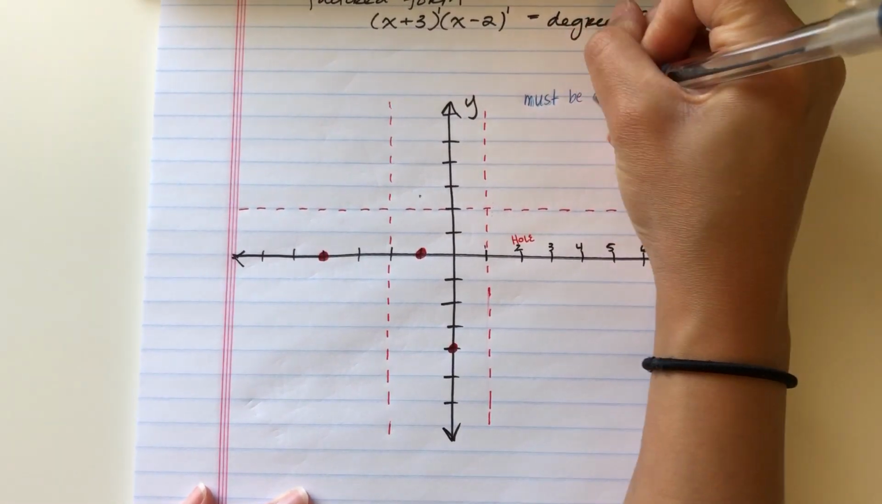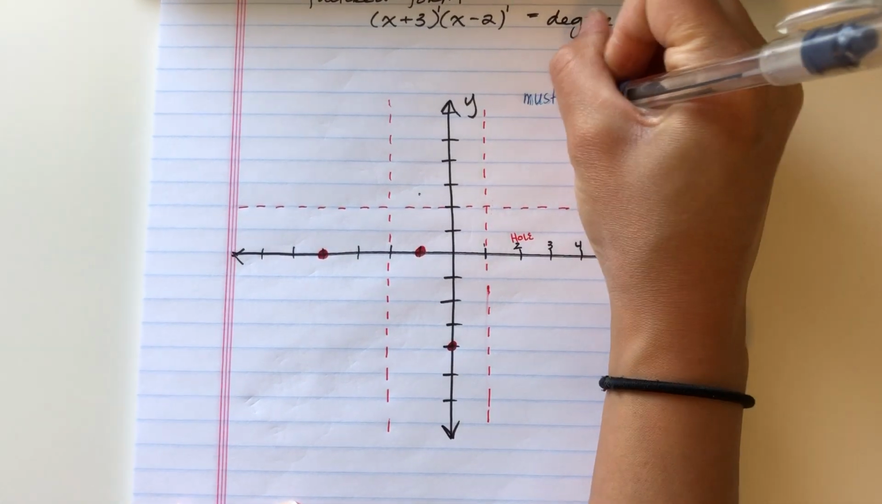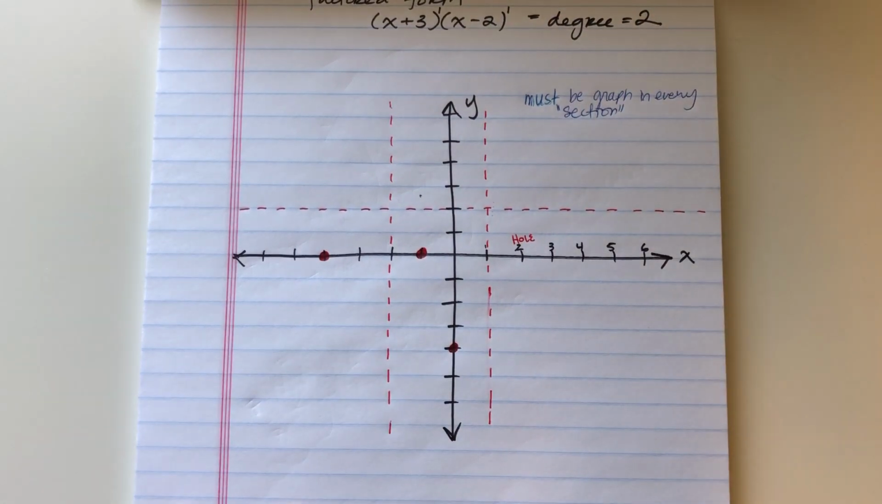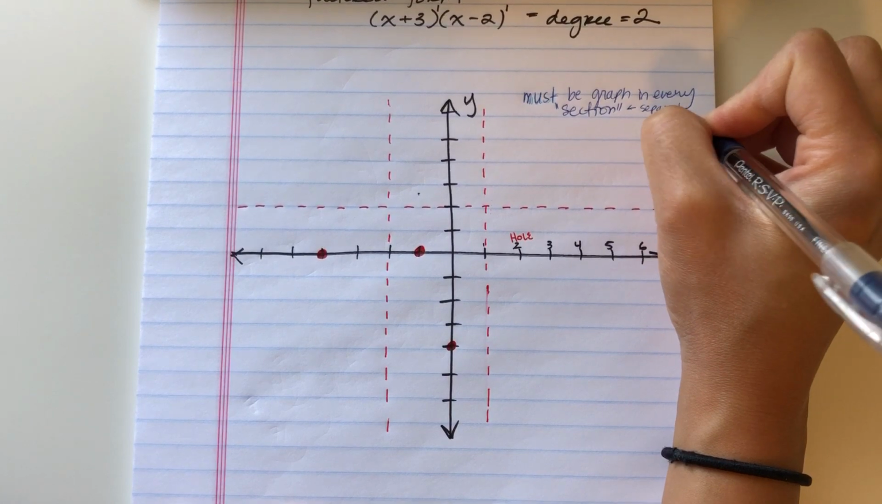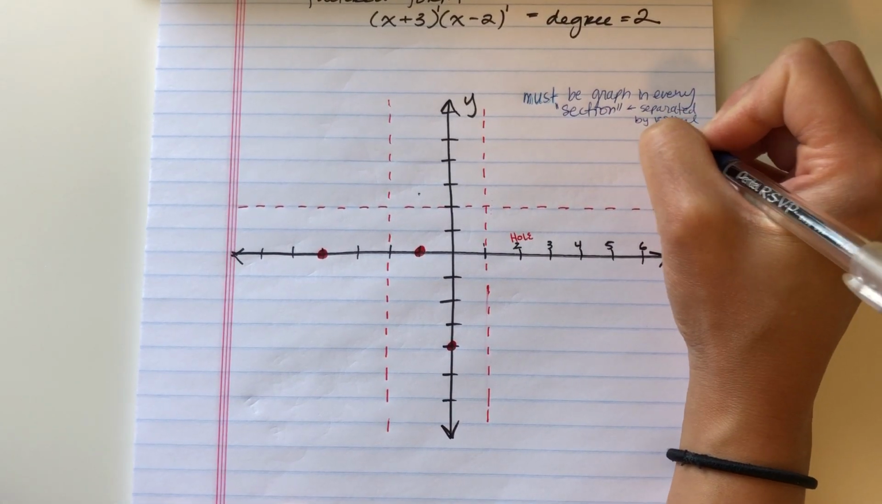Must be graph in every section. And I'm gonna put that in parentheses, in every section. And the sections are separated by vertical asymptotes.